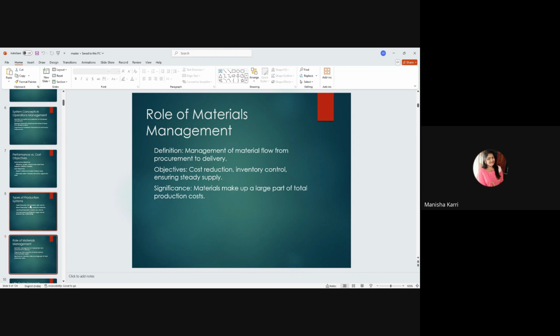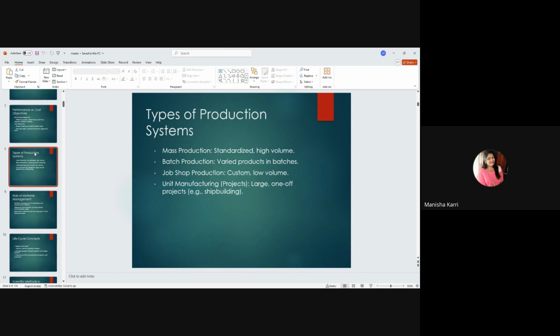Next one is types of production systems. How many production systems are there? Generally, the first one is mass production. What does mass production mean? A system where large quantities of standardized products are made is nothing but mass production.